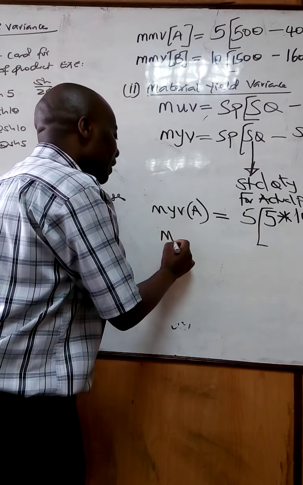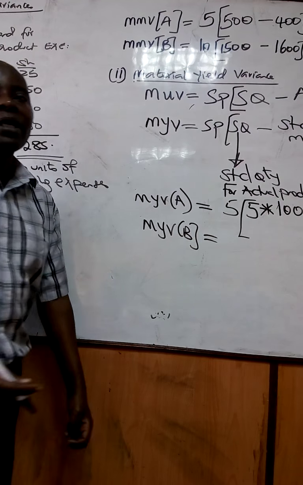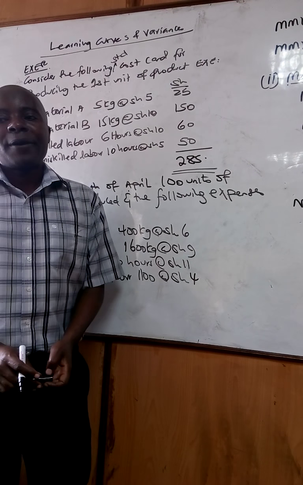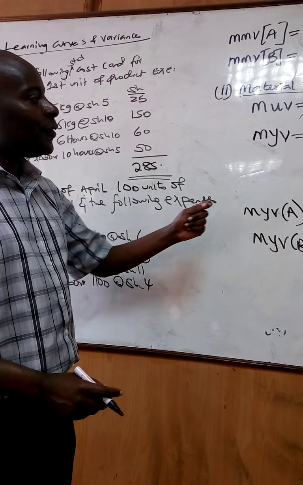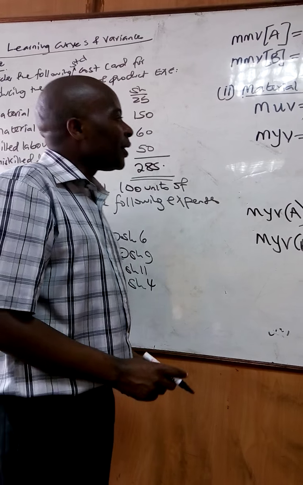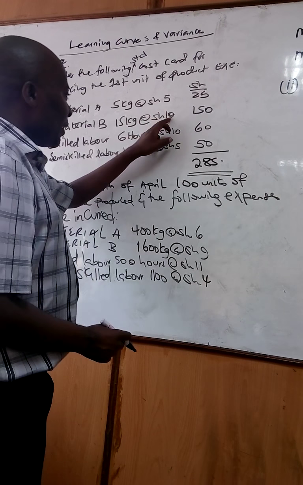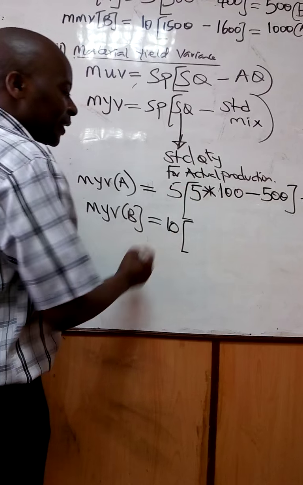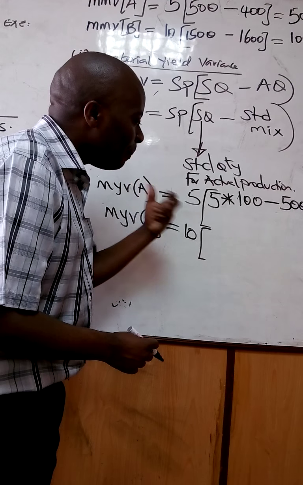How about in this case here, the material yield variance for B? Material yield variance for B, ladies and gentlemen, we happen to be having the standard price. What is the standard price, somebody here? For B, the standard price is 10. The standard price I'm told is 10. Into, give us again the standard quantity for B.